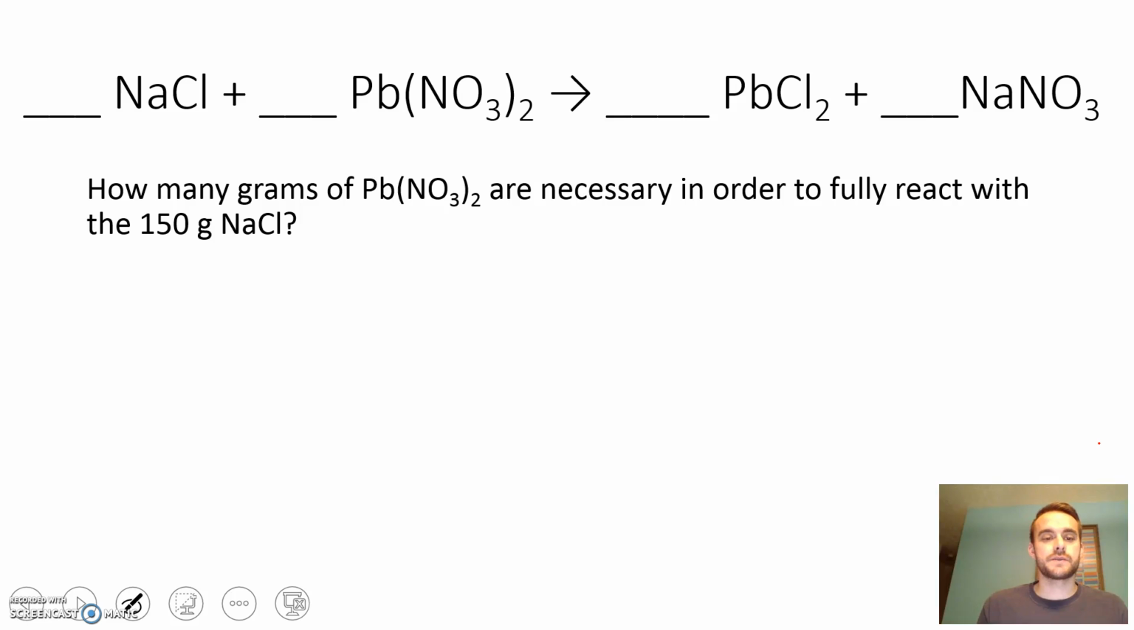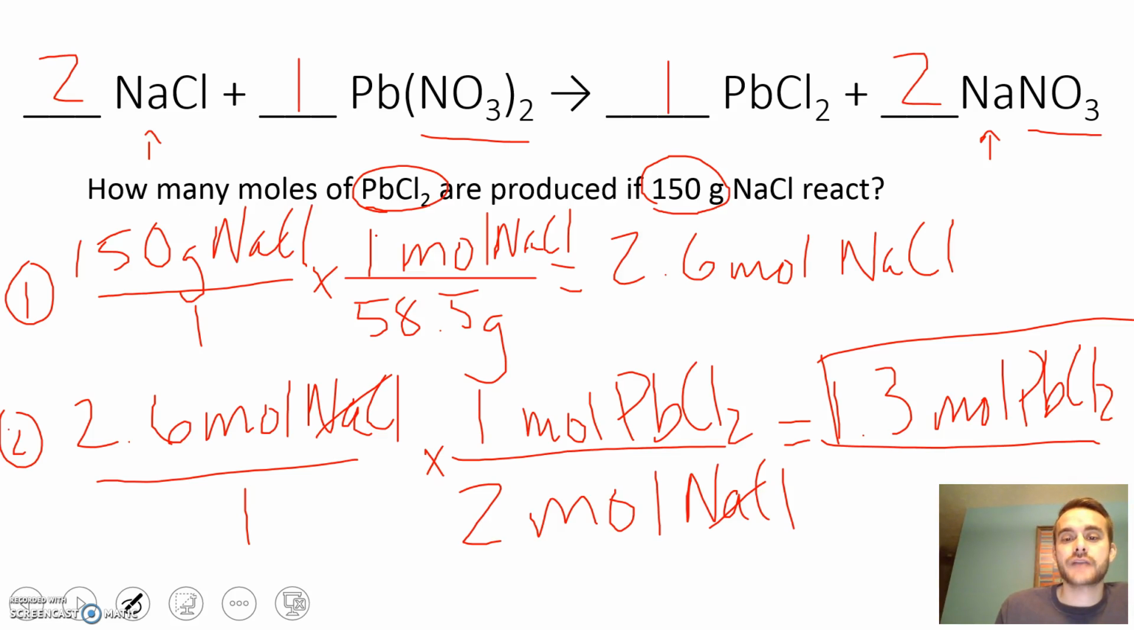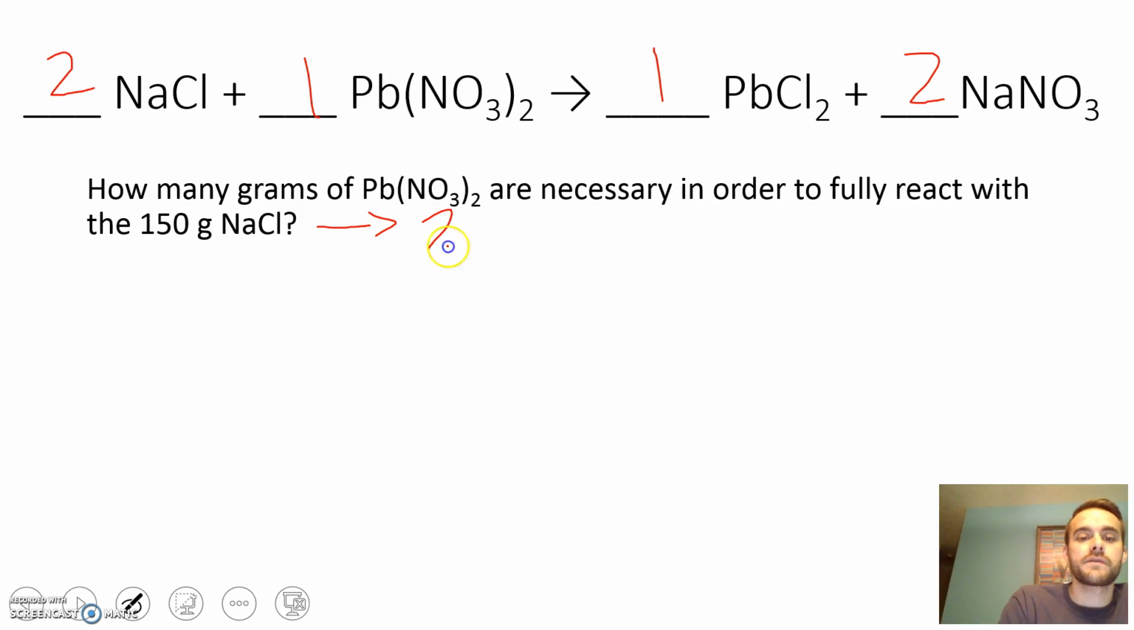Now, it says, with that same reaction, let me go ahead and fill in how many grams of lead nitrate are necessary in order to fully react with that 150 grams of NaCl that we used earlier. Okay, I know, based on the last problem, that 150 grams of NaCl is actually 2.6 mole. So we're going to start from there, just to save ourselves some time.